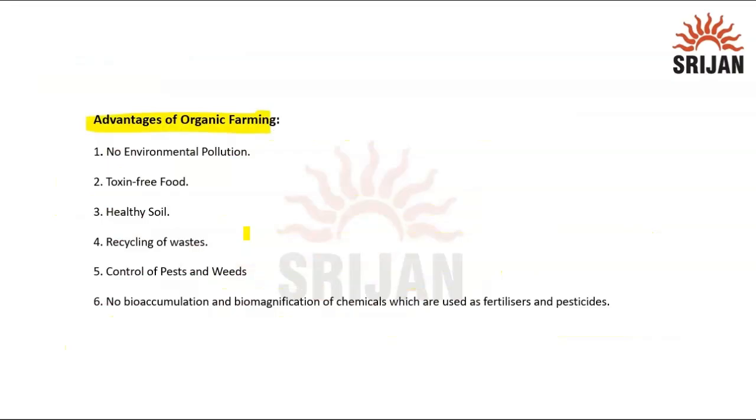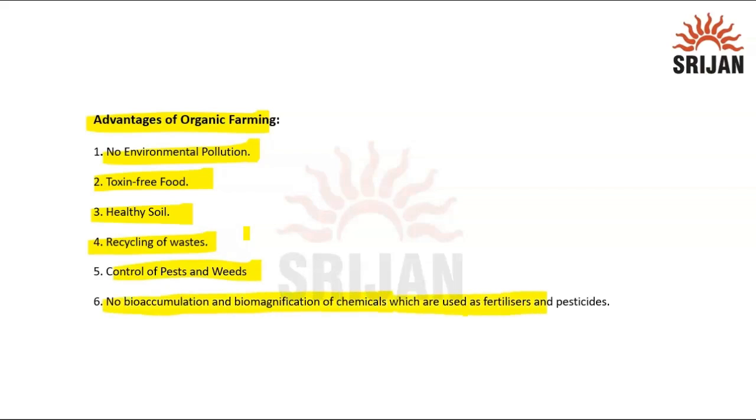Now what are the advantages of organic farming? There is no environmental pollution, and that is why we utilize it. There is toxin free food because there are no fertilizers or artificial chemicals. There is healthy soil because everything is natural, so nutrient cycling is also natural and done by microorganisms. There is also recycling of waste through manure, control of pests and weeds, and no bioaccumulation and biomagnification of chemicals used as fertilizers and pesticides.